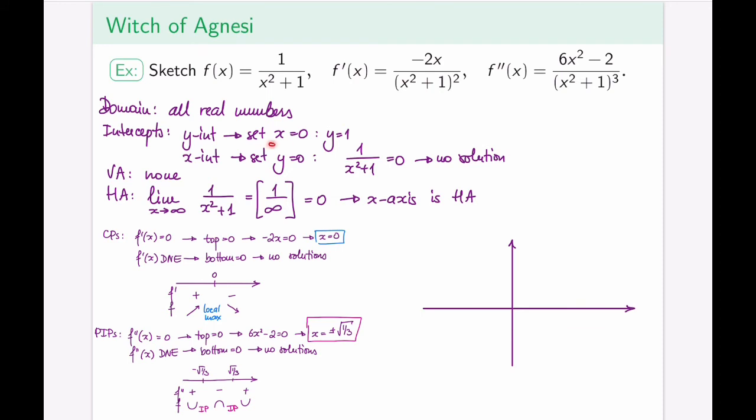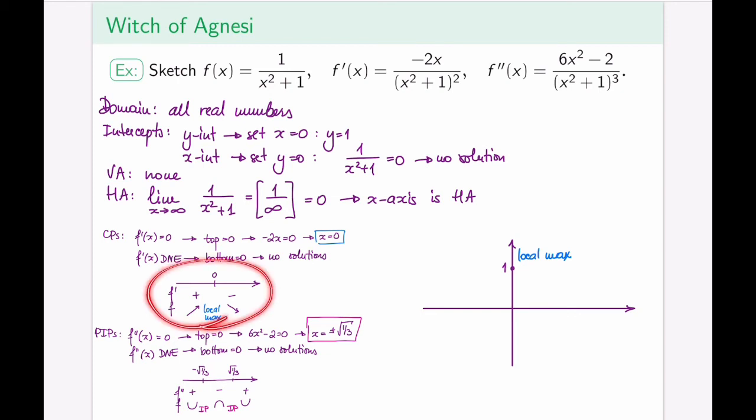I have that the graph intersects the y-axis at 1, this point right here. This also happens to be the point of local maximum. So I'm going to immediately label it so I don't forget that that's what it is. There are no vertical asymptotes, but the x-axis is a horizontal asymptote. So I know that my graph will approach the x-axis into the infinity and into the negative infinity. However, I also know that it will never actually intersect it either. So this is one of the cases where the horizontal asymptote does not ever get crossed.